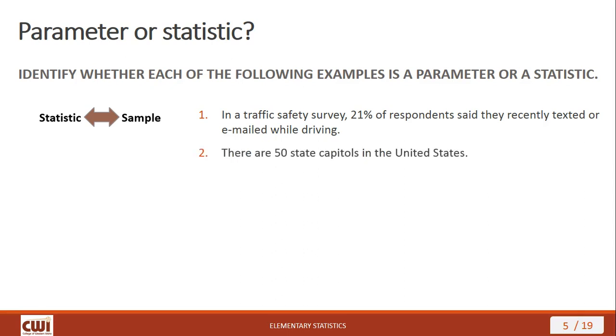Here's the next example. There are 50 state capitals in the United States. Is this a parameter or a statistic? I'll give you a few seconds. I hope you said parameter because that's the right answer. 50 state capitals is all there is, so that's the whole group. And since we're talking about the whole group, that means we have a population, and populations are described with parameters.